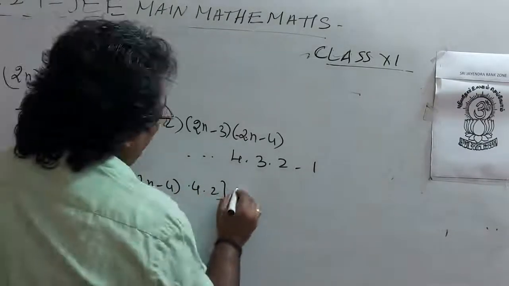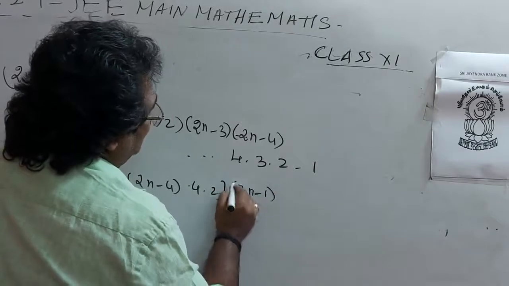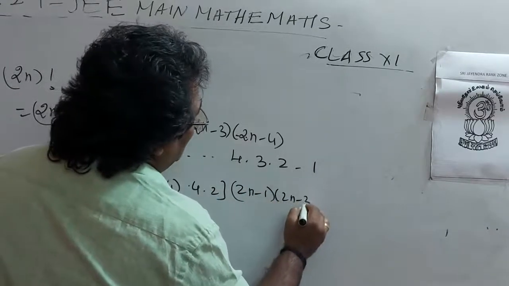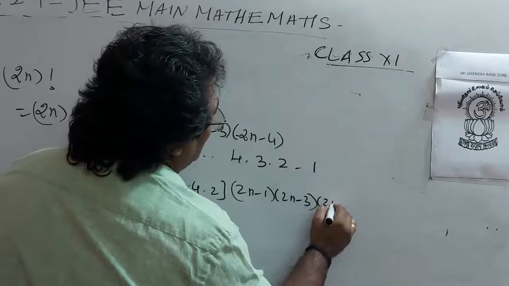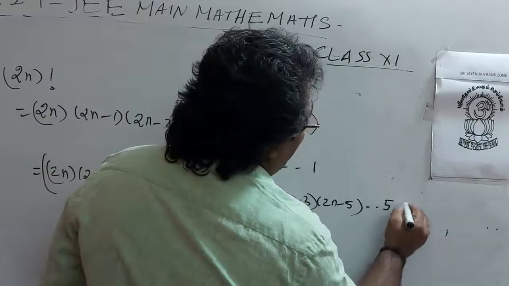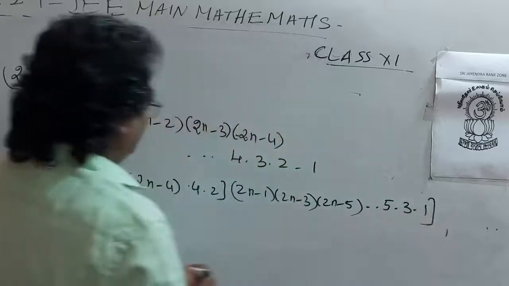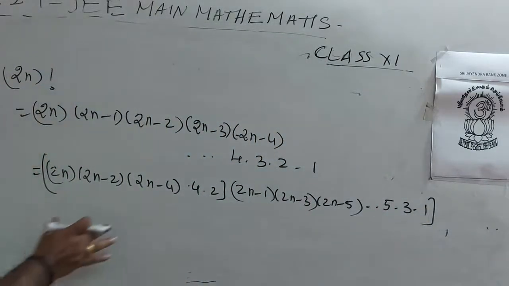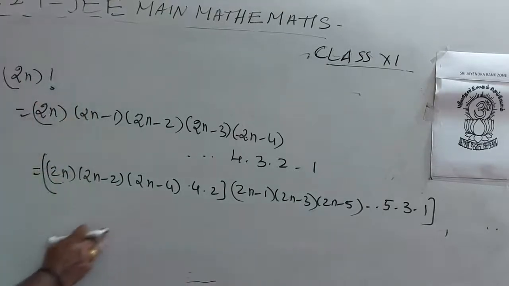Then you combine the odd terms: 2n minus 1, 2n minus 3, 2n minus 5, down to 5, 3, 1. So totally we have 2n terms. Here n terms, here n terms.